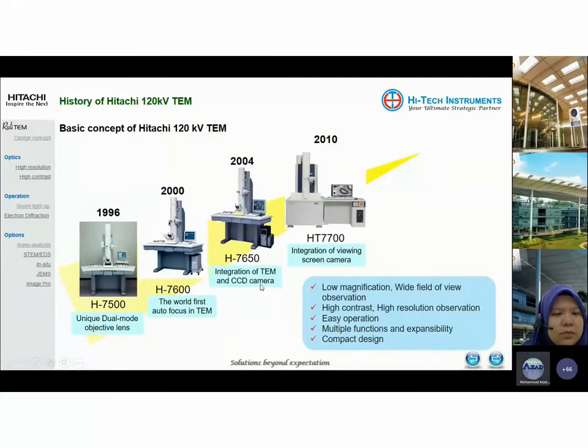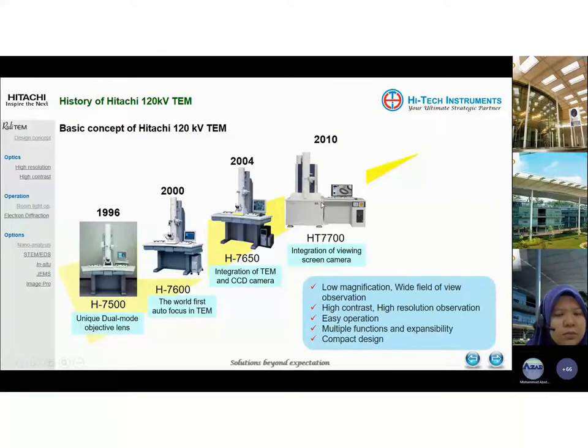And then later on is the 7650, the integration of TEM and CCD camera. So there are actually at least two cameras in the TEM. And the next one, 2010, is actually 7700, and they integrate the viewing screen camera. And you see that this part is actually closed now, no longer has the binocular here. Starting from this version, everything is operated under normal light. You don't need to be in a dark room.